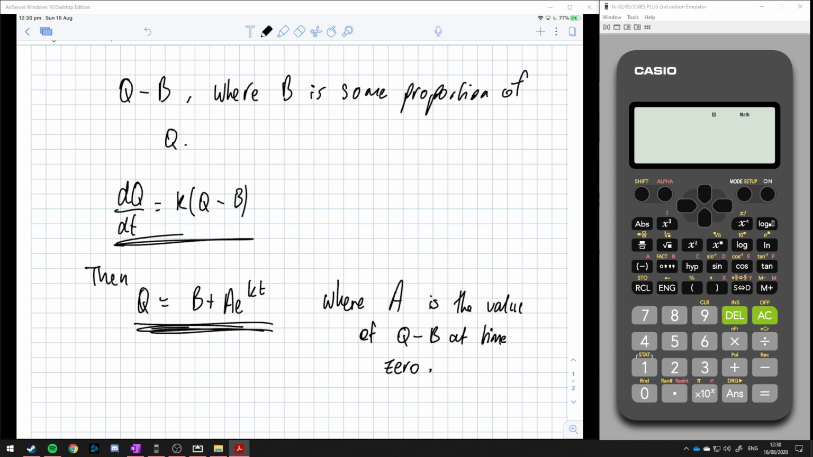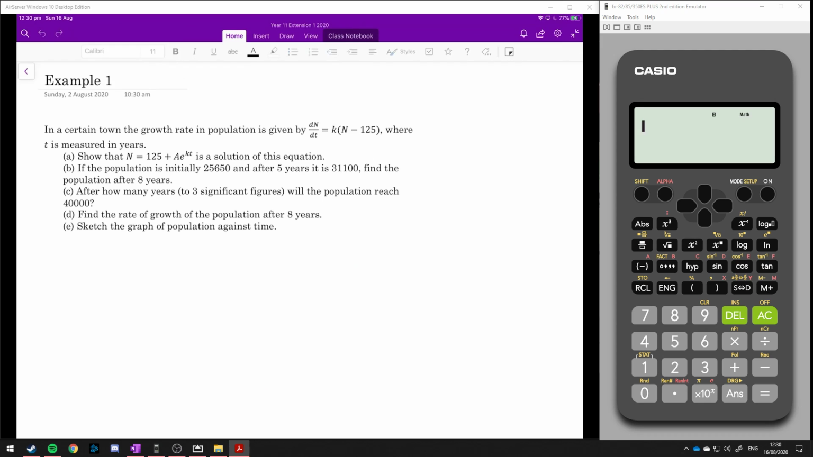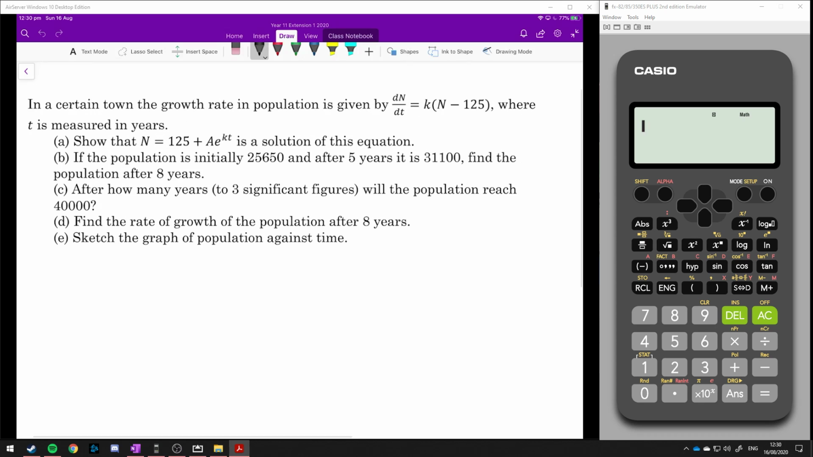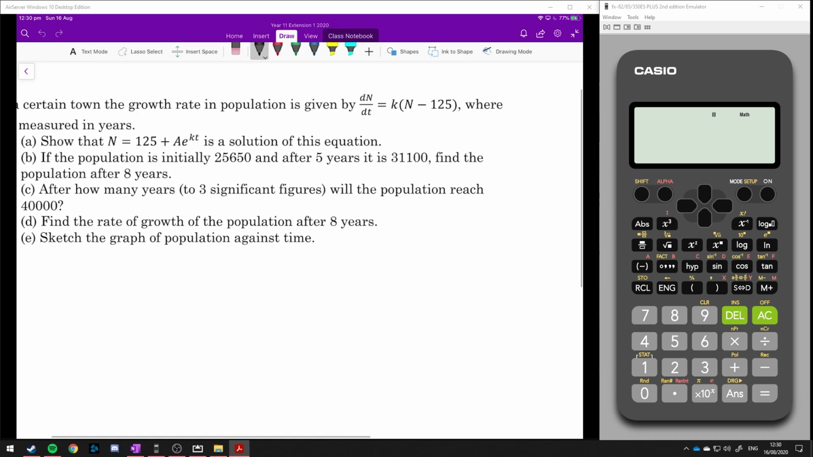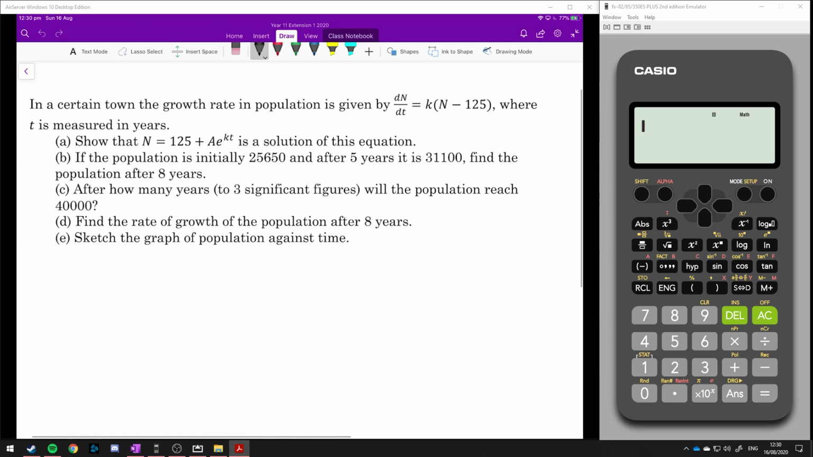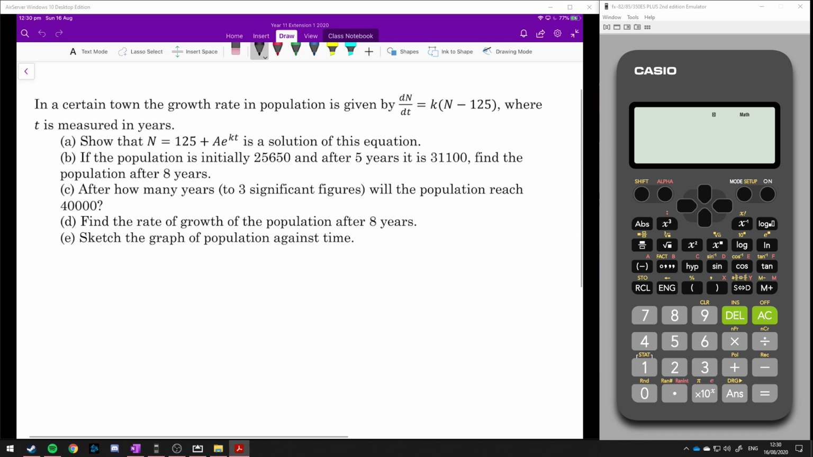Okay, so we're going to look at two examples. In this case, we've got an example about growth rate of a population, and we're also going to do another particular type of example. So in a certain town, the growth rate of population is given by dN/dt equal to this, where t is measured in years. Show that N = 125 + Ae^(kt) is a solution of this equation. Okay, so it's population growth.